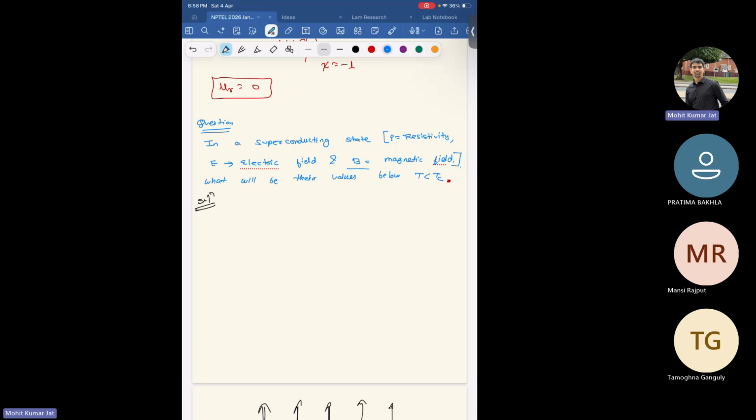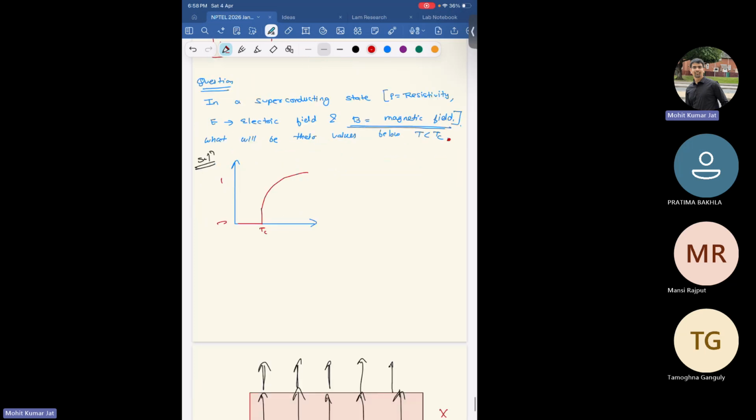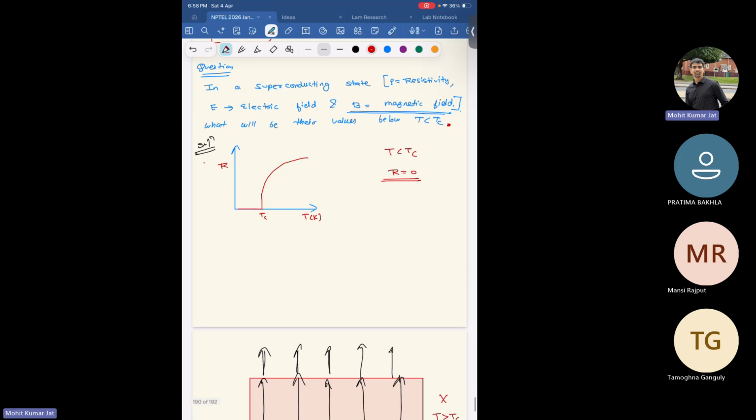Since here we address B equal to 0 magnetic field, of course. If you look at the resistance curve, as I discussed earlier also, your resistance curve goes like this, and then suddenly as the temperature drops, it goes to 0 at Tc. So below T less than Tc, your resistance is 0, right? So if resistance is 0, then resistivity is also 0, right?